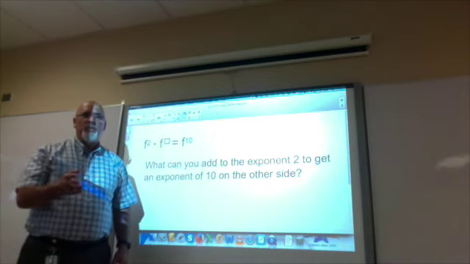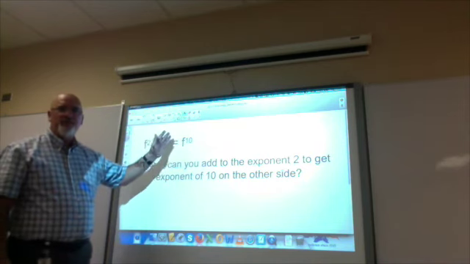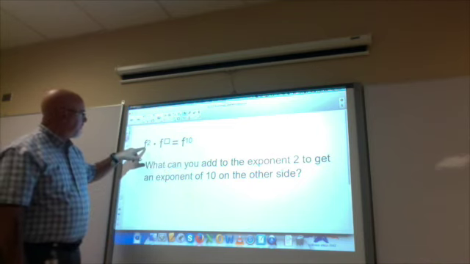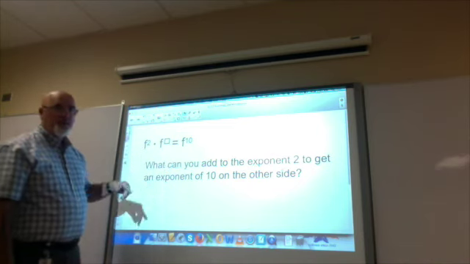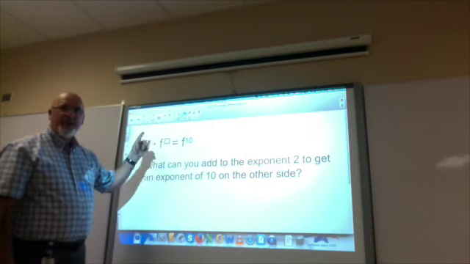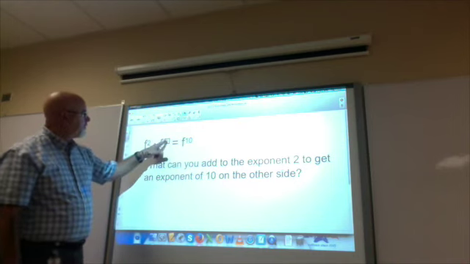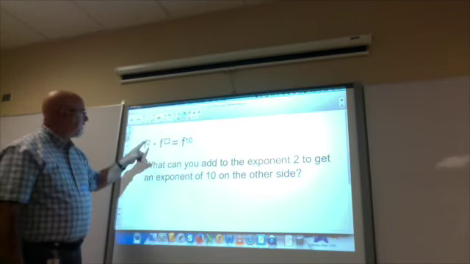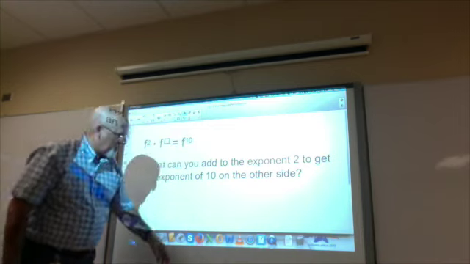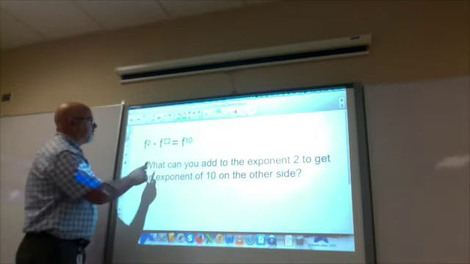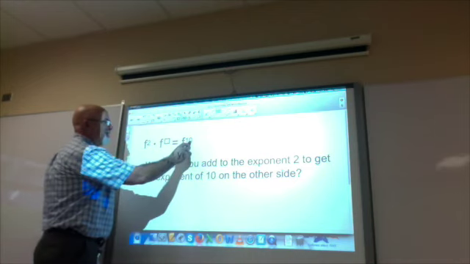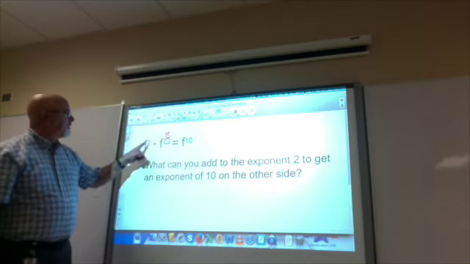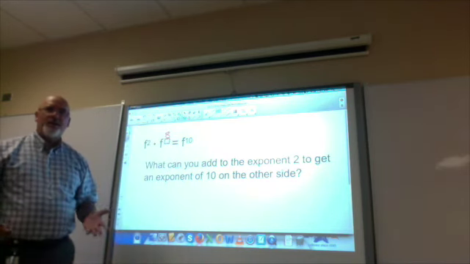Okay, and finally, we've got f to the 2 times f to something equals f to the 10. You know that when you're multiplying powers with the same base, you have to add the exponents. So 2 plus something equals 10. So what do I put here that will make this 10? Well, you know that you add the exponents. So what can I add to 2 to get 10? Well, I can go 10 minus 2, and I get 8. So I go 2 plus 8 is 10, and I've filled in the blank.